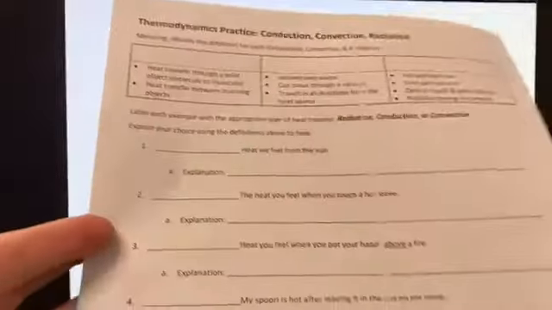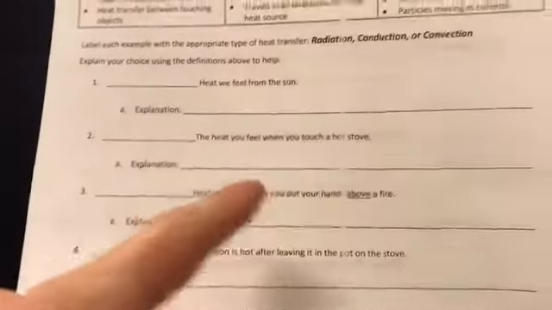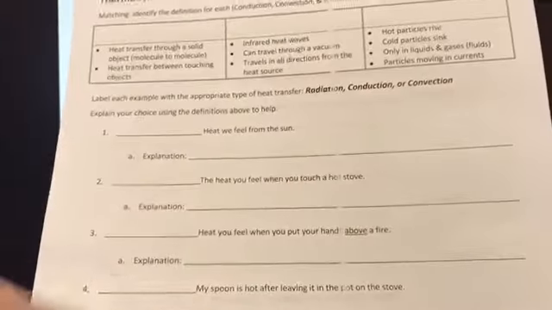I want you to go through numbers 2 through 14. Okay? You're going to pause this video for a really long time and you're going to go through those questions. Do it with a partner. Go through, look at the definitions, consider the question, go through and figure out each one of those and give me some sort of an explanation.